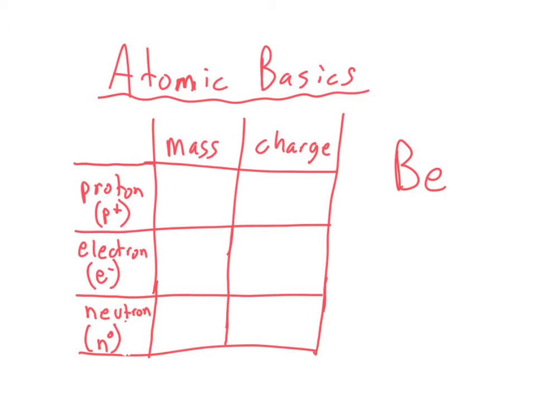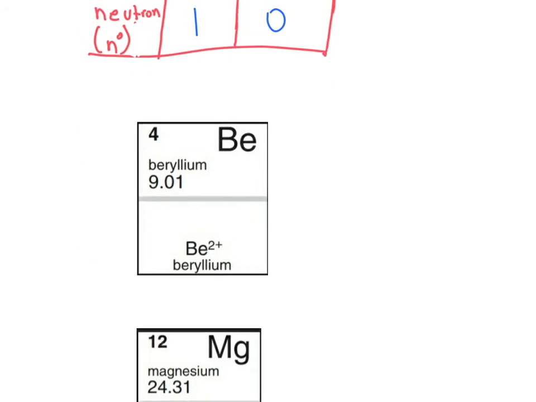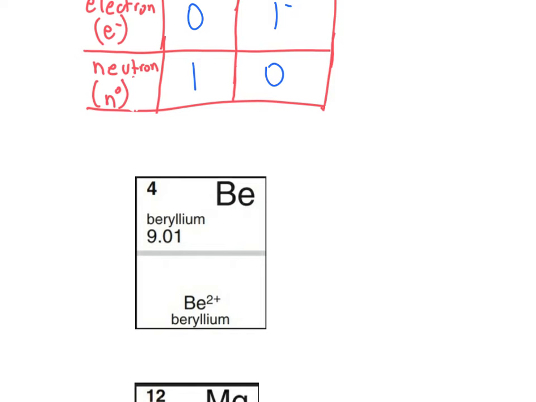But basically, we need to understand protons have a mass of 1 and a charge of 1 positive. Electrons have a mass of 0 and a charge of 1 negative. And neutrons have a mass of 1 and 0 charge. And so when we look at this now, guys, we can start to take a look at what's going to happen with some of these numbers as we look at different elements.